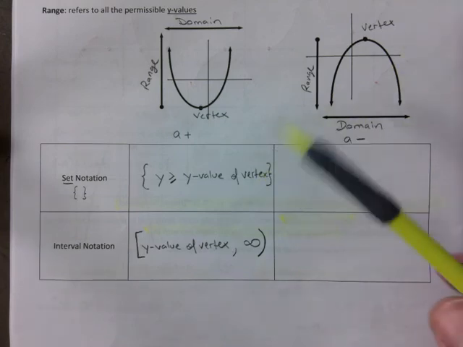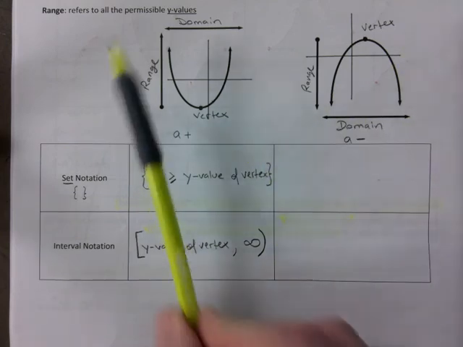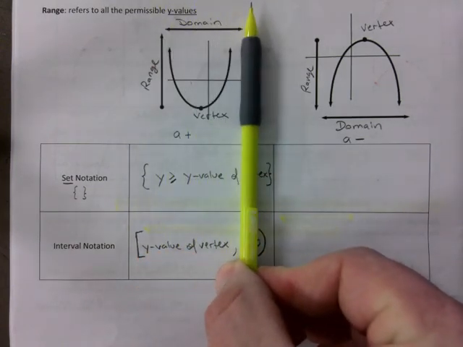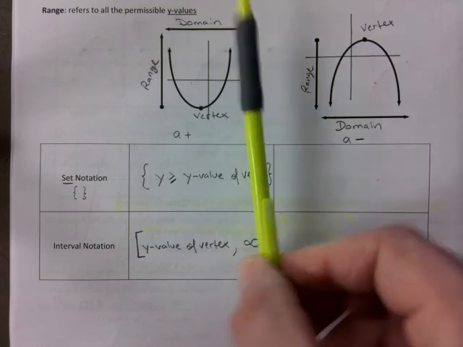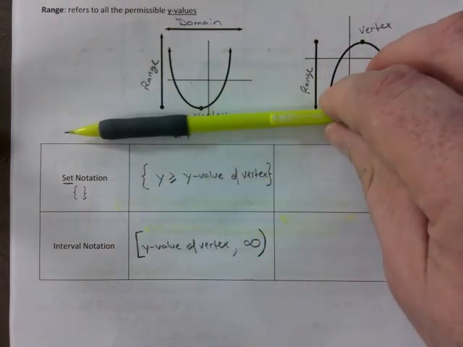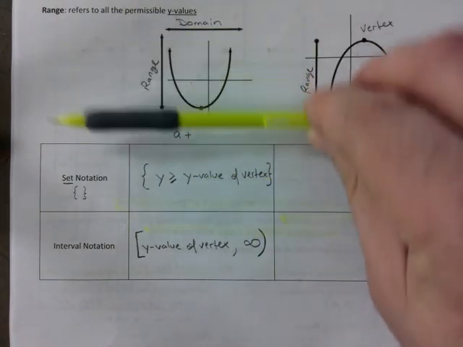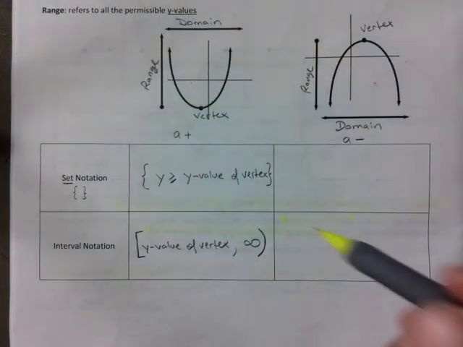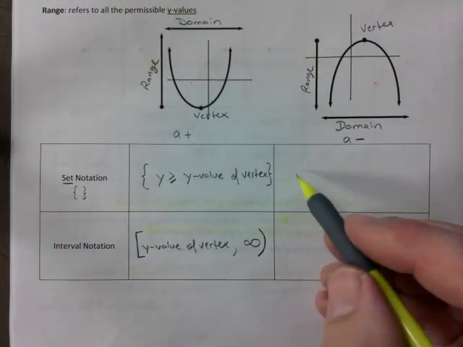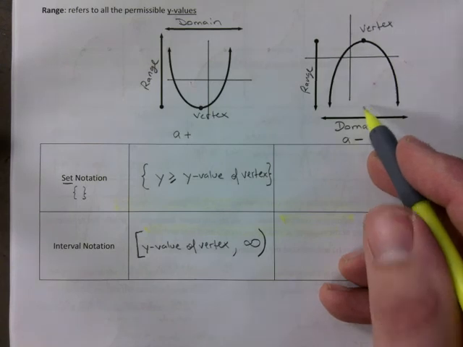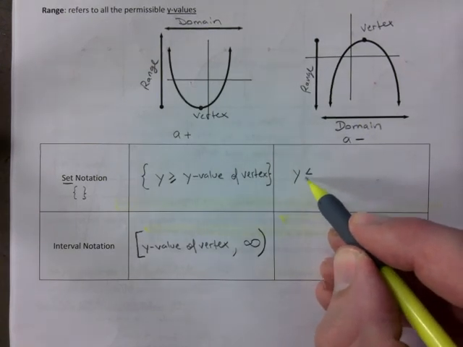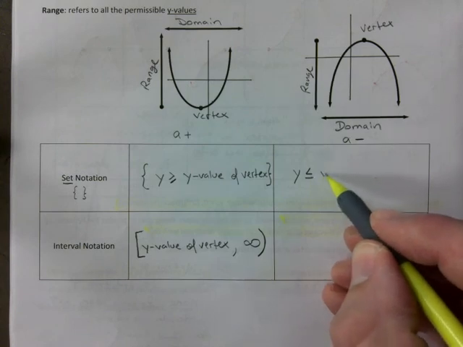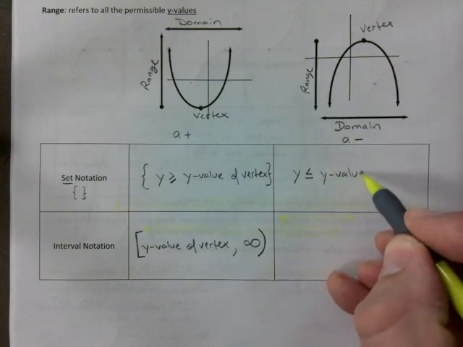And this is what I tell my students. Domain, you always read it from left to right, so negative infinity to positive infinity. And range, you always go from the bottom up, just like you're filling a cup, right? So for set notation, when it's like this, you would have to say that the only y values would be less than or equal to the y value of the vertex.